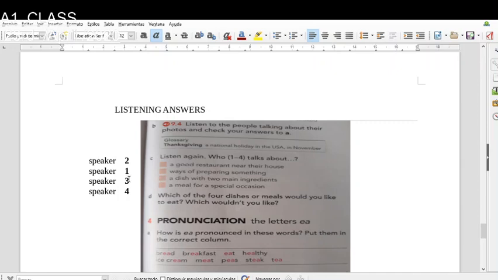Speaker 1, ways of preparing something. It's some lettuce, cooking it with some butter with an onion. How to cook? Simply take a lettuce and chop it, with some butter, with an onion. Then add some mushrooms, chicken, fresh tomatoes, and some other things. And some blue cheese. That would be D, picture D.